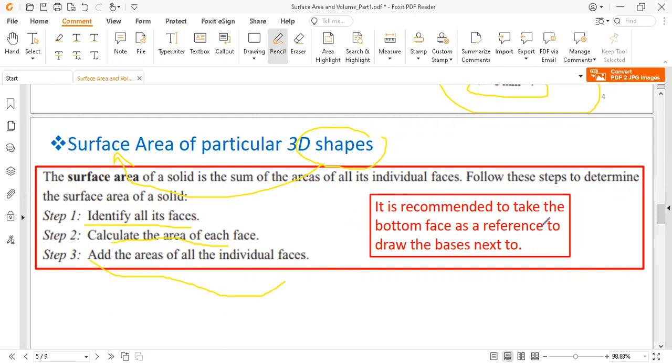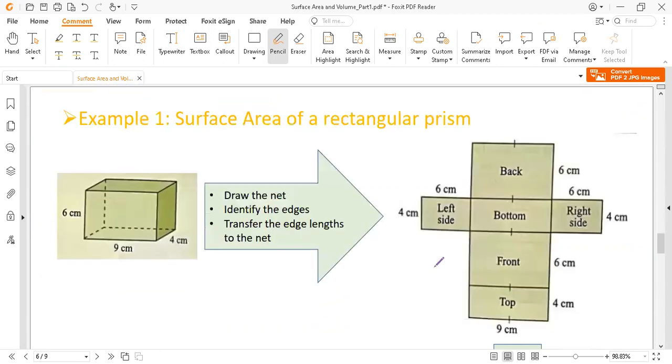It is also recommended to take the bottom face as a reference to draw the bases next to. The first example is the surface area of a rectangular prism. By a rectangular prism, we mean 4 rectangular lateral faces with 2 rectangular bases. We have 4 rectangles, 1, 2, 3, and 4, and 2 sides. So normally we have 6 rectangular faces.